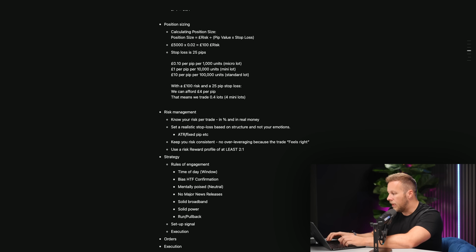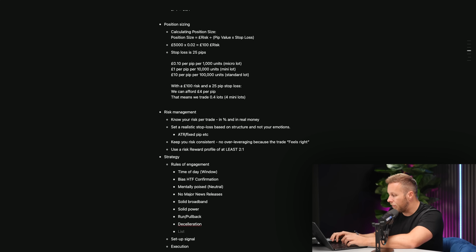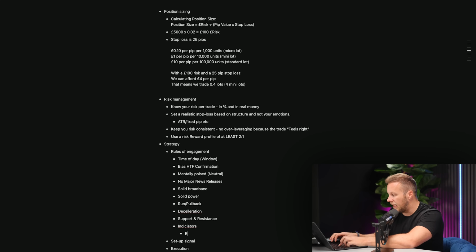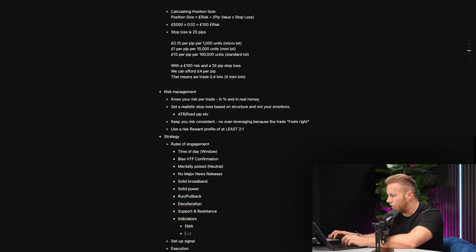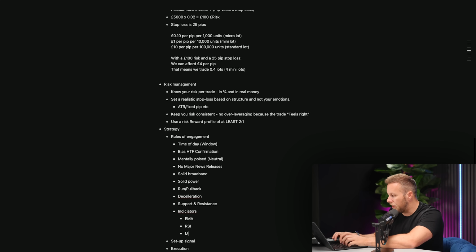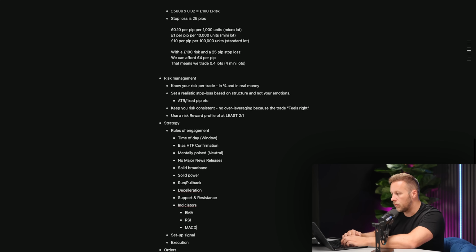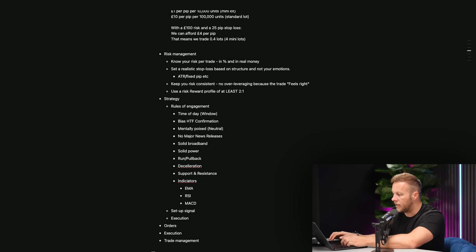Now, is there deceleration in price as we get into that pullback? Are we decelerating, looking like we're going to continue to the upside? Is there support and resistance? Right? Are there indicators that I can use, such as exponential moving averages? You might use RSI, you might use MACD. Okay, we'll go into these a little bit later on in this series.